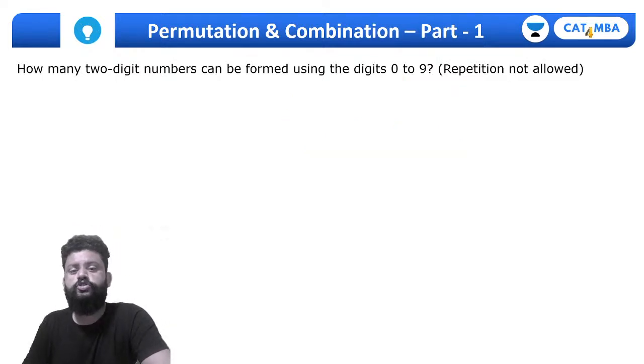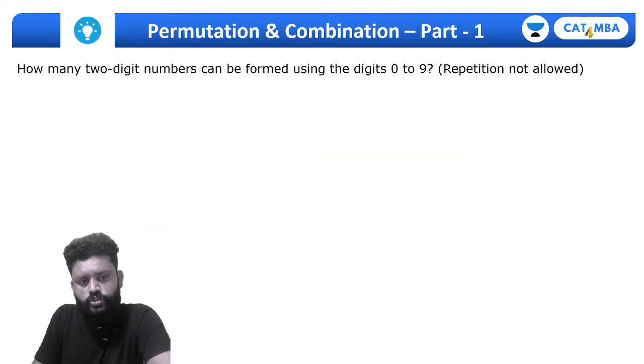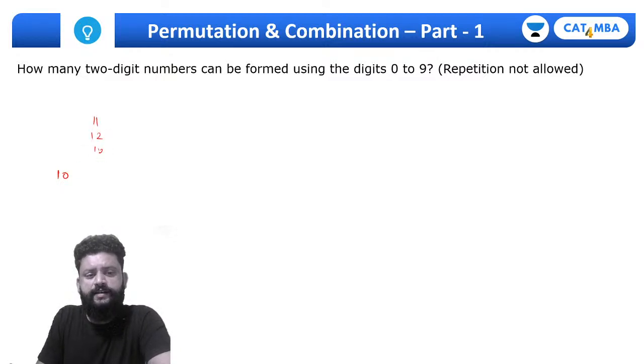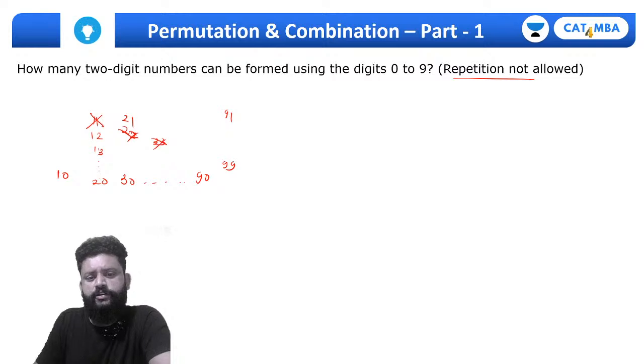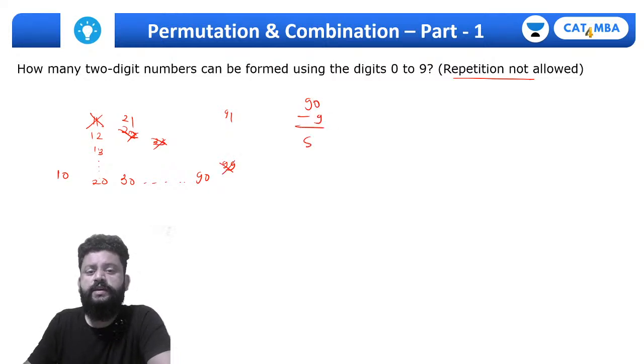Okay, and if the repetition is not allowed, I'll just tell you 10, 11 or 12, 13 and so on till 20, then 21 to 30. These are the rows. I'll just do it manually a bit. 90, then 91 से हम start करेंगे 99 तक. So repetition not allowed, that means I cannot take 11, 22, 33, or 99. So the initial answer was 90 minus 9, that has to be 81.